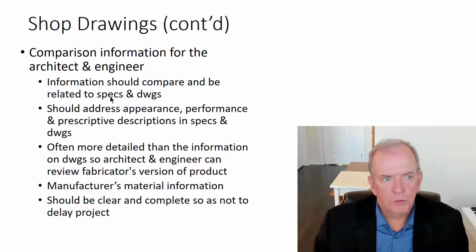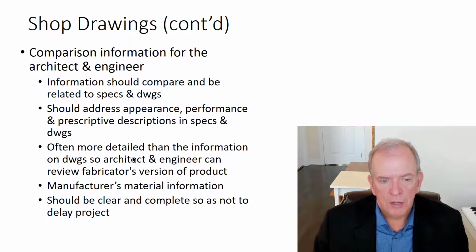So with shop drawings, the comparison information should compare and be related to the specs and drawings, as I mentioned, and should address appearance, performance, and prescriptive descriptions. Again, you'll find a lot of that in the specifications, often more detailed than the information on the drawings from the architect or engineer, as I mentioned, and it can review the fabricator's version of the product, so they can actually see their version of the product.